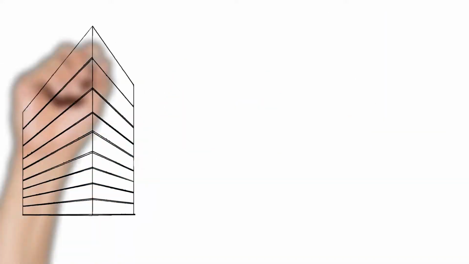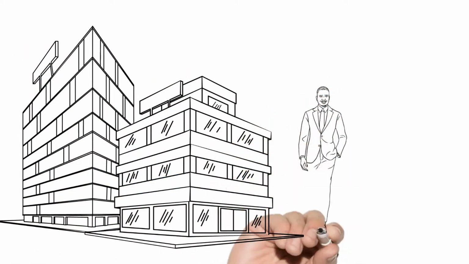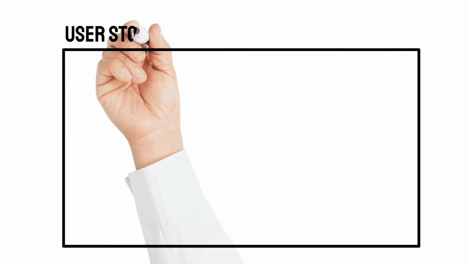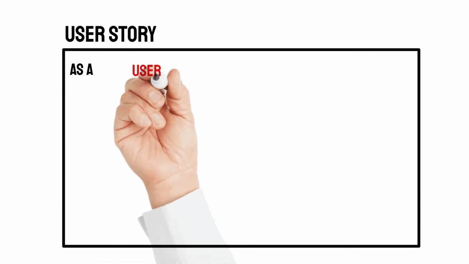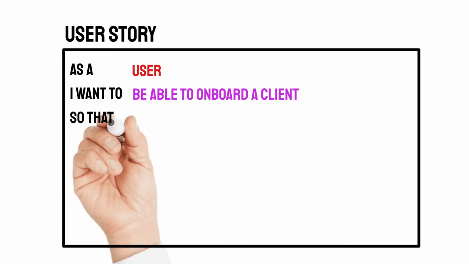So let me explain this with an example. Just to illustrate things, I will here capture a user story. Let's say for now you are working in an insurance company, and this insurance company has an application for the front employees. So let's assume the user story is, as a user, I want to be able to onboard a client so that I can interact with the client.